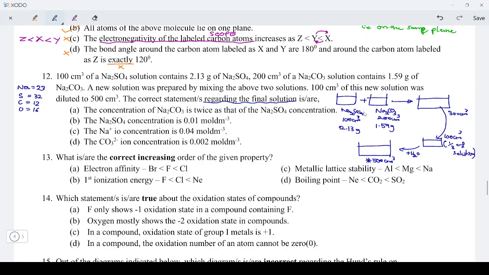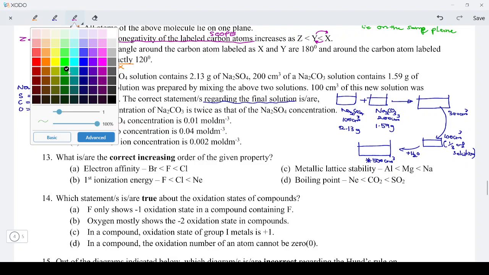So now we have to find the proper information from here, and work on the problem to get to the final solution, because we know nothing about the final solution except the volume. We have to find the molar concentration, whatever they're asking here. They're asking for the concentration of sodium carbonate and sulfate in the final solution. Concentration is moles over volume, so you have to divide the moles by the volume of the solution.